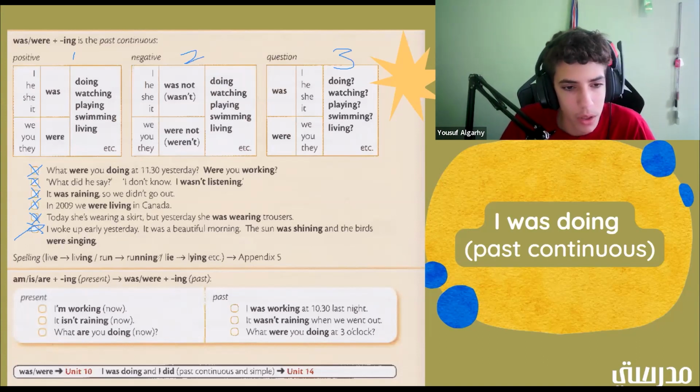So now here we have spellings. You can pause if you want to read these really quickly. These are just different ways to spell things, like live, living, run, running, lie, lying.